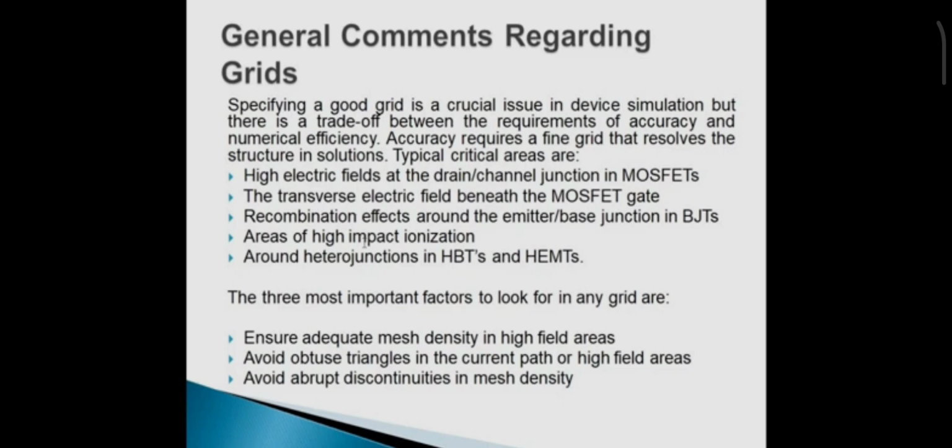The most effective way is to allocate a fine grid only in critical areas and a coarse grid elsewhere. You have to take care of these three points. Ensure adequate mesh density in the high field area, for example the junction area. Avoid obtuse triangles in the current path or high field area. And the third one is to avoid abrupt discontinuity in the mesh density. This means you cannot change the mesh spacing from minimum value to high value or high value to minimum value.